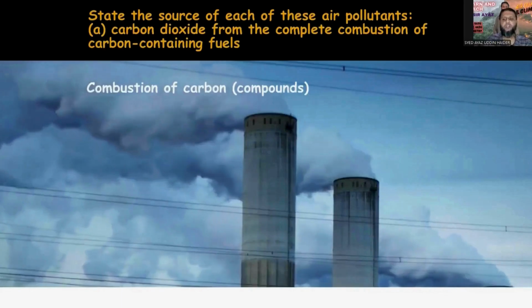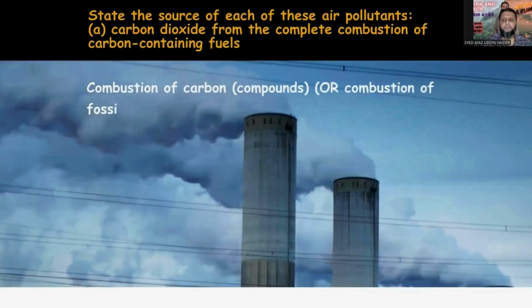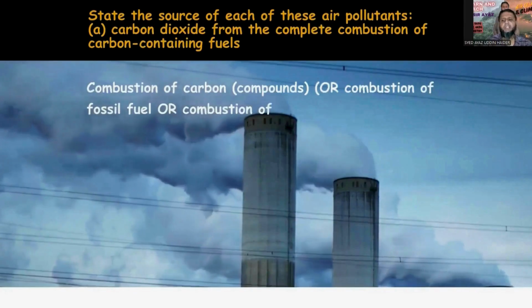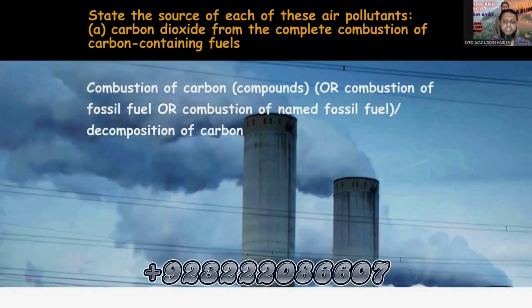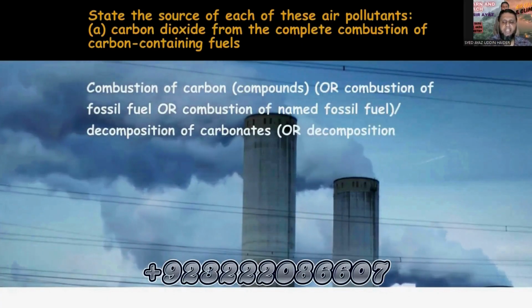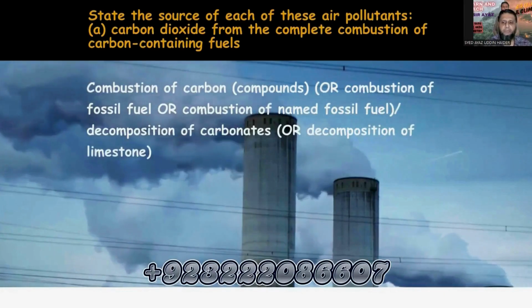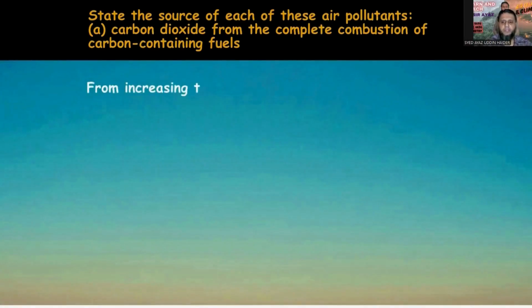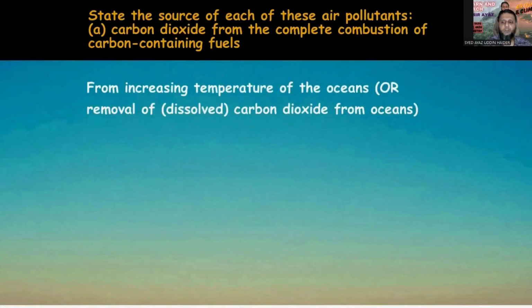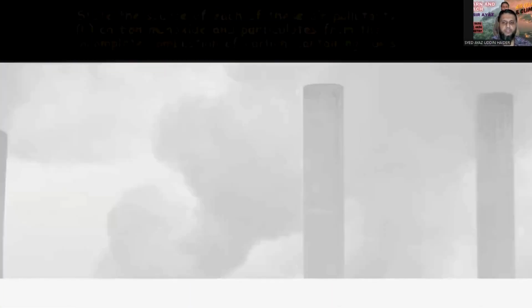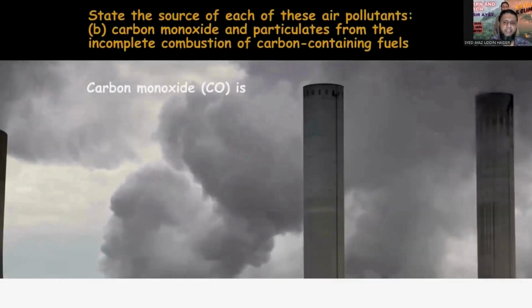Carbon dioxide is also produced during the decomposition of limestone. Limestone, you know, is calcium carbonate. You can either write calcium carbonate or limestone; both are correct. It's also produced from increasing temperature of the oceans, which removes dissolved carbon dioxide. It's also produced during volcanic eruptions.